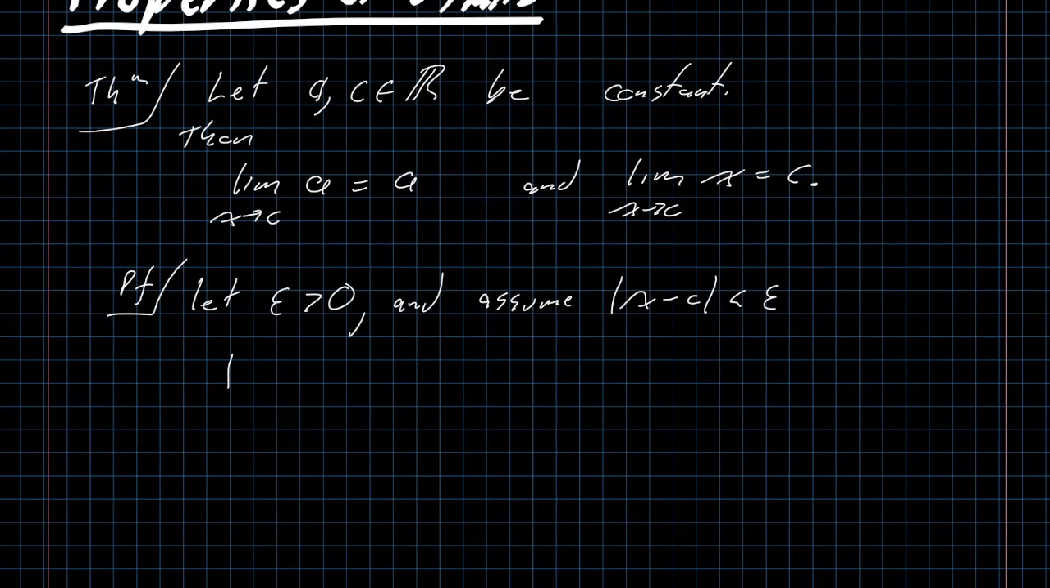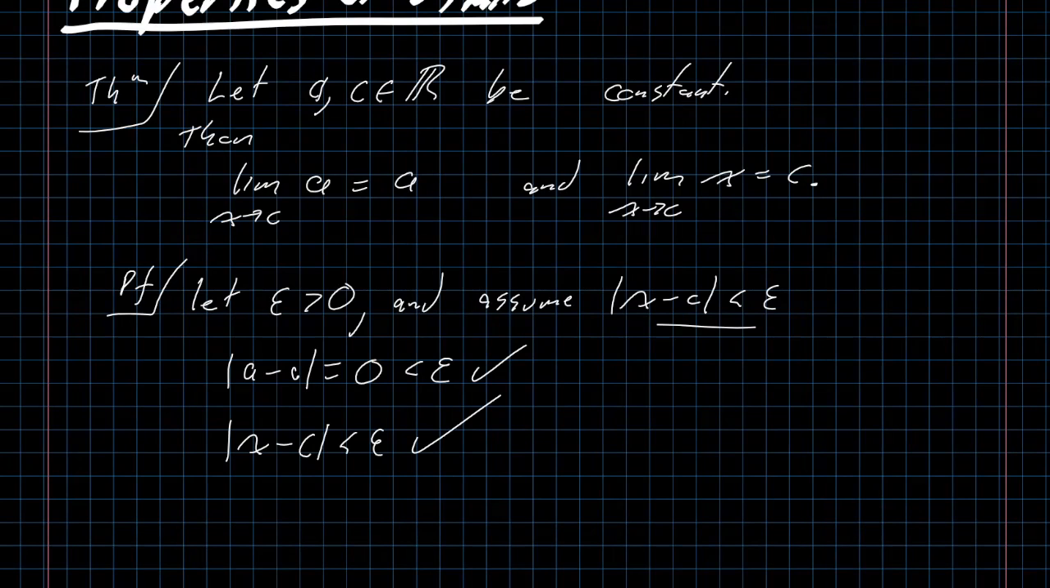All right, the absolute value of a minus a is equal to 0, which is less than epsilon. That's done. The absolute value of x minus c is less than epsilon by the assumption we made here. So that's done. That's it. Easy one.